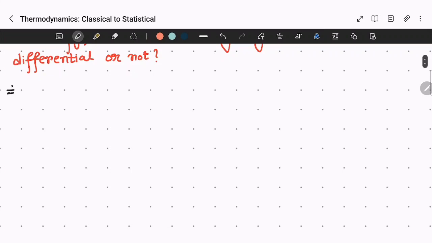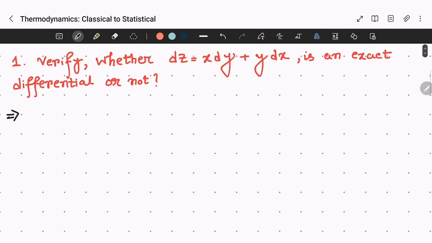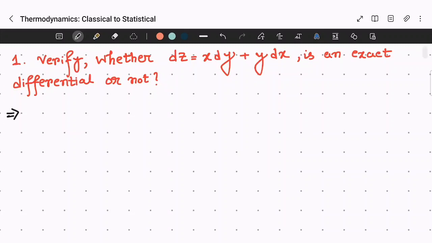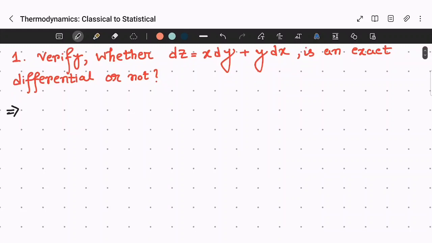First we have to understand what an exact differential is. The exact differential was already discussed in class, but to solve this question, I'll discuss a little bit of the background. We know that state functions, like entropy, enthalpy, or internal energy, are properties of a state, and these functions are exact differentials.